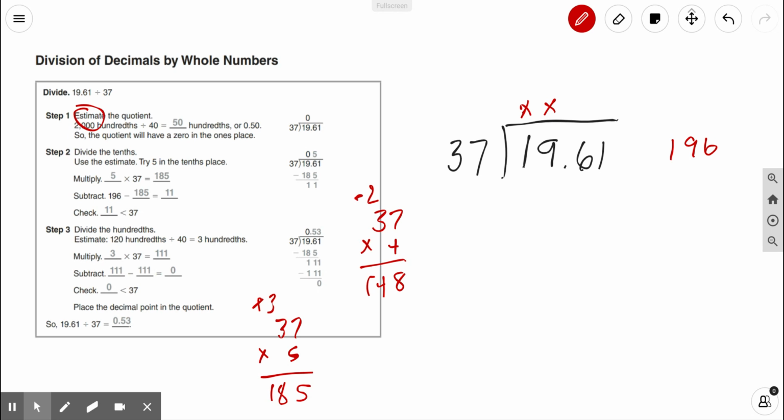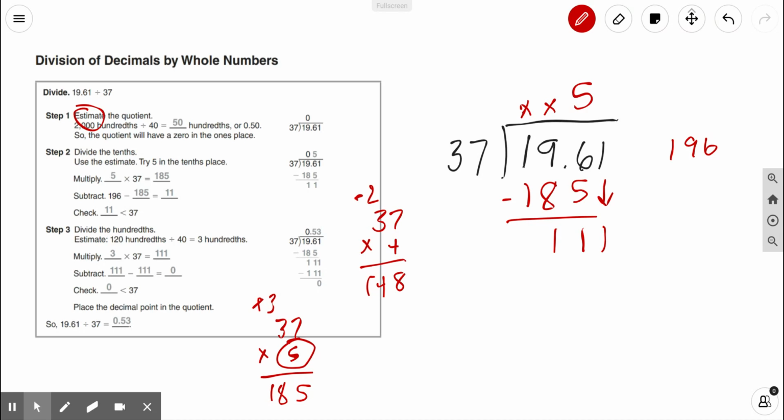So I'm going to take the 5 here, and that 5 is going to go up here. And what is 5 times 37? 5 times 37 is 185. And I'm going to subtract that. 6 minus 5 is 1. 9 minus 8 is 1. 1 minus 1 is 0. Now 37 cannot go into 11, so I know that I did it right. And I can bring down my next number, which is 111.